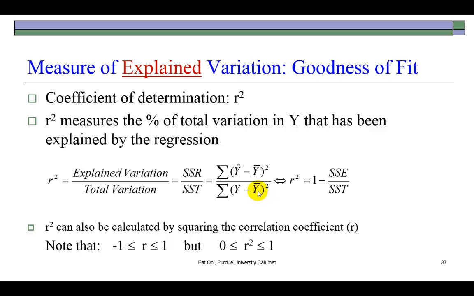So if all of y has been explained by x, then r squared should be 1, which is 100%. If none is explained, it will be 0. So the value of r squared ranges between 0 to 1.